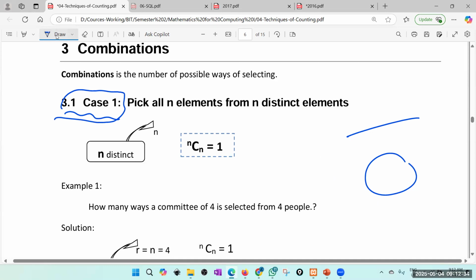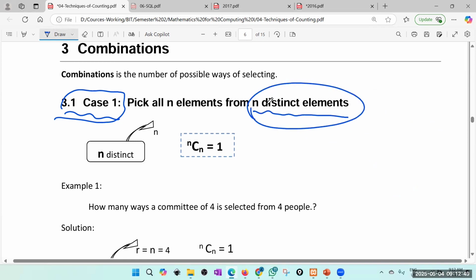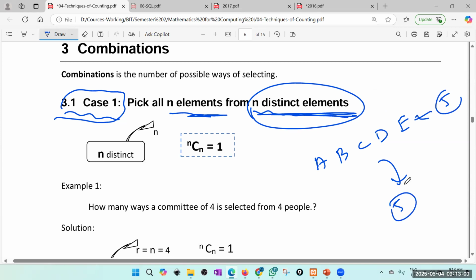Okay, right. So case 1: say you have n number of distinct elements. Again, we are interested whether distinct or not. N number of distinct elements, and you take all n elements. How many ways can you select? Say I have 5 different people, A, B, C, D, E. N distinct elements, and we take all 5. How many ways can we pick? Just one, because we need to pick those 5.